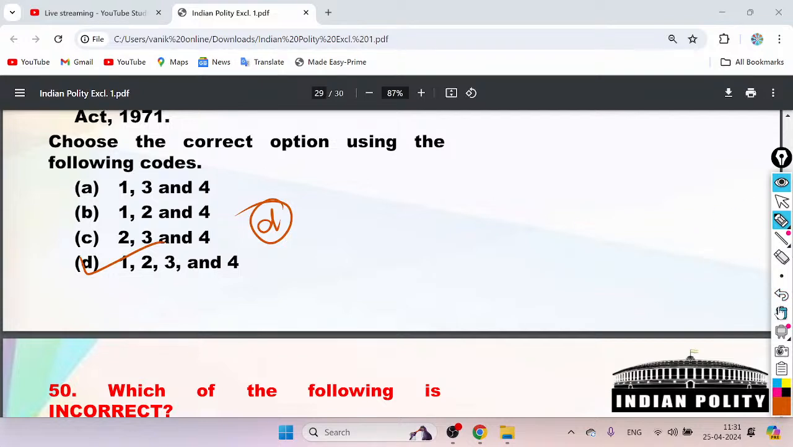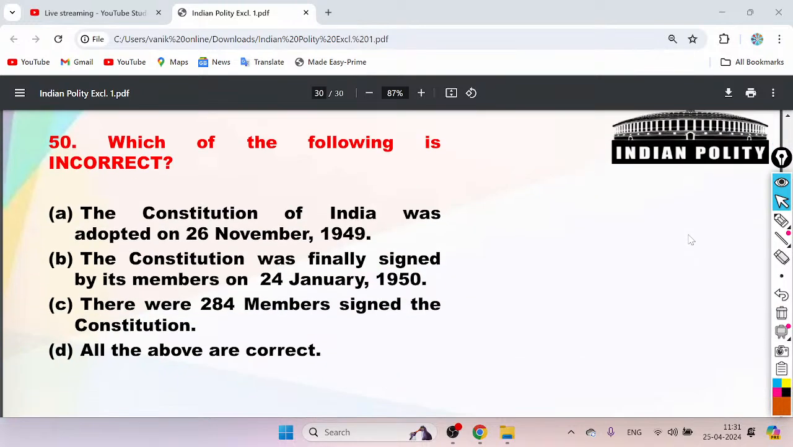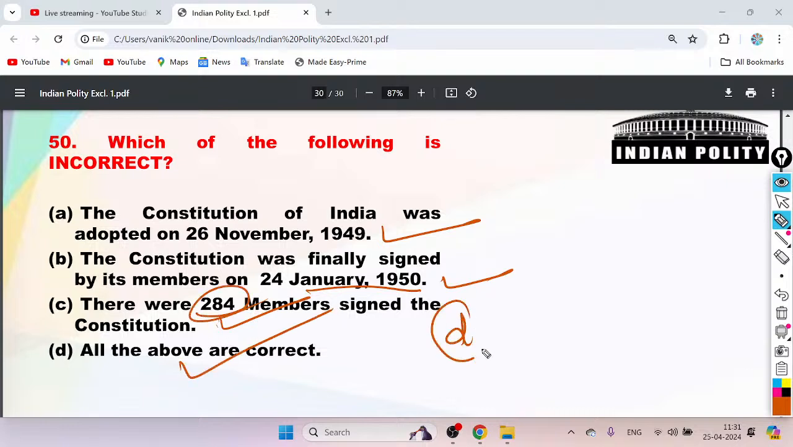Next, 50 and the last question. Which of the following is incorrect? The Constitution of India was adopted on 26 January 1949. It is called the date of adoption or enactment. It was finally signed by members on 24 January 1950. And 80 members signed to 84. All the above are correct. D.